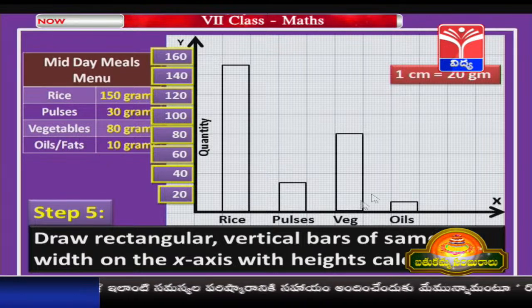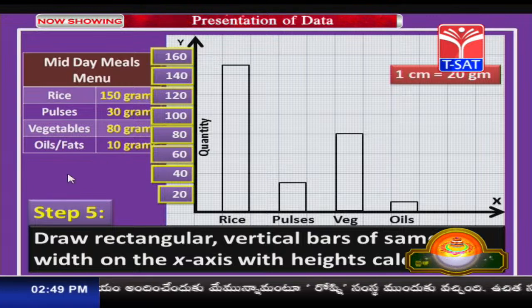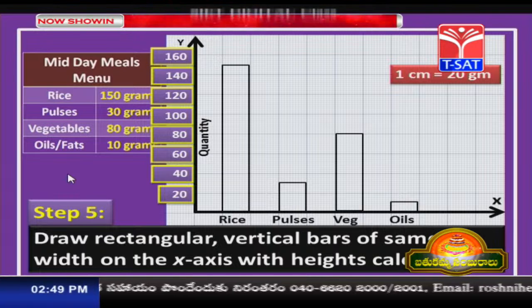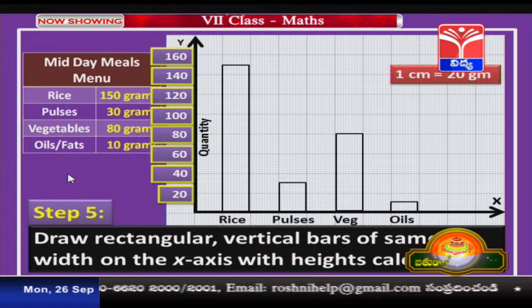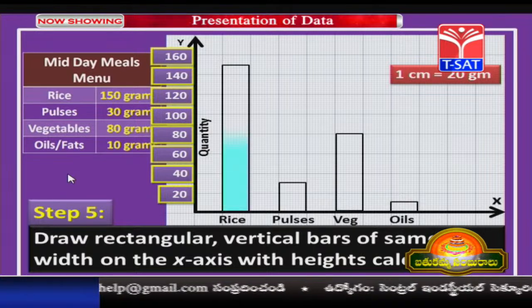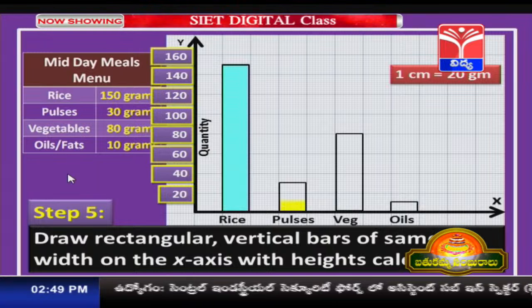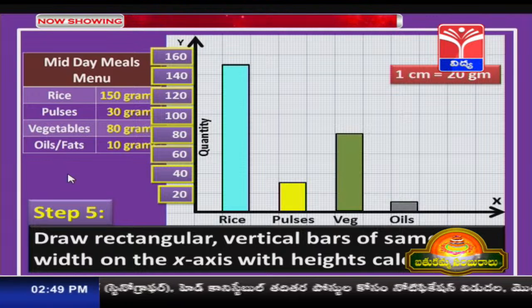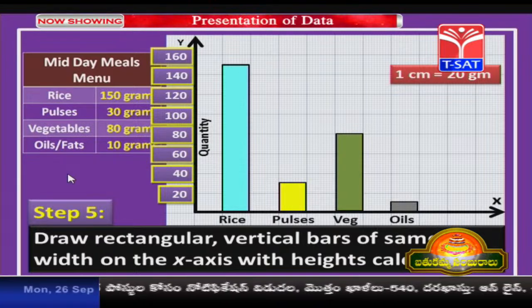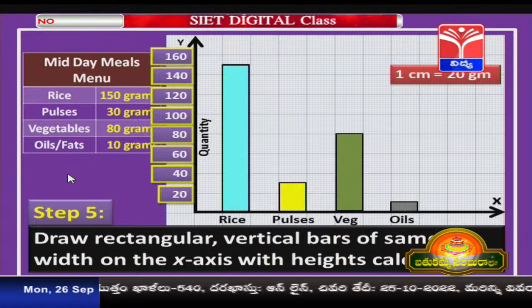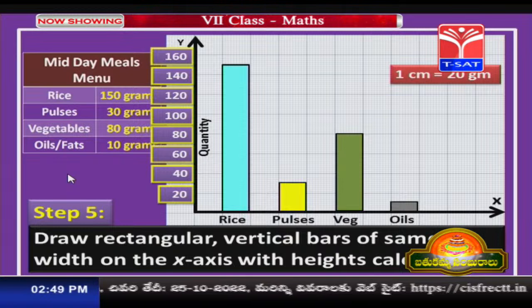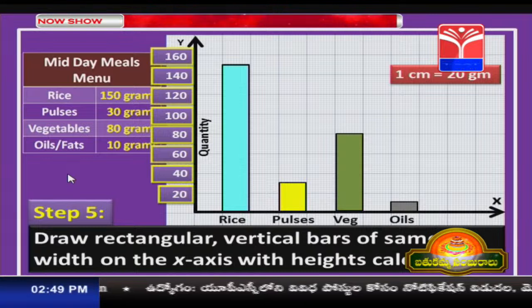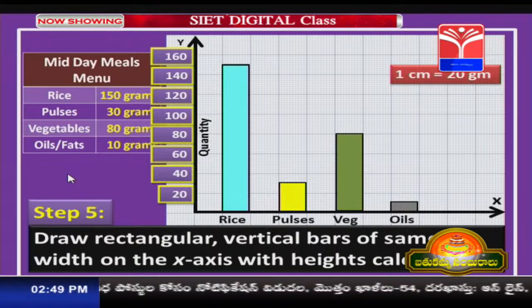But take a look at this graph, children, it is not looking so attractive, right? So, what are we going to do? Yes, we need to fill with some colors, so that it looks very attractive. Let us fill with some color. Rice I am filling with blue, pulses yellow, vegetables green, and oils grey. It is not important that you fill with these colors only, children. Whichever colors you like, you can fill with that. Now, isn't it looking very attractive, children? Of course. So, I want you all to fill with different colors within the bars.